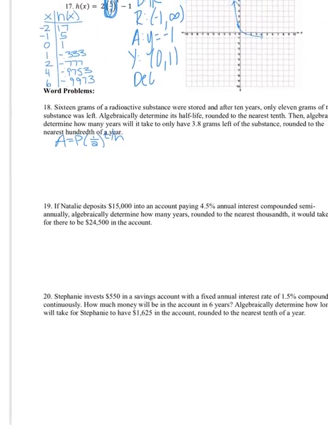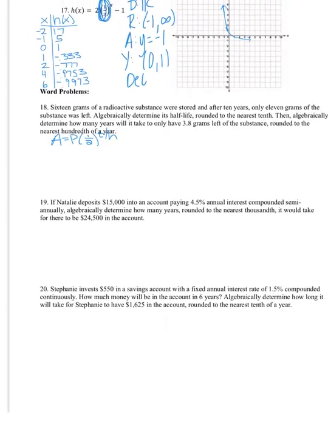So I go through and I read this, and my first question, algebraically determine its half-life. So I'm solving for H, which means I plug something in for everything else, right? So A is how much I end with. So in this case, I end with 11 grams. I start off with 16 grams, that's P, 1/2. The amount of time that's passed is T. So in this case, it's been 10 years divided by H.